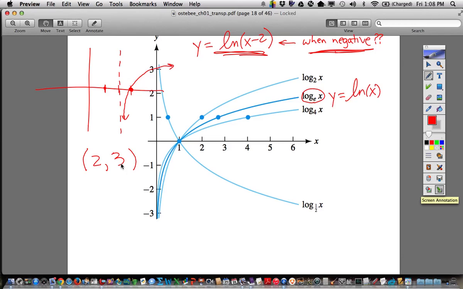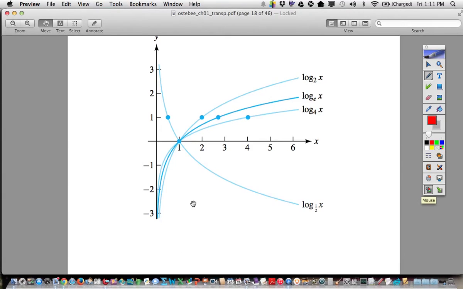But without really knowing the basic graph shape and the fact that it's shifted 2 to the right, that becomes a very hard question. You've done all this calculus and then you can't answer the basic question you need to. So understanding and remembering these basic graph shapes is important as we go through the year. All right, so that's the log.